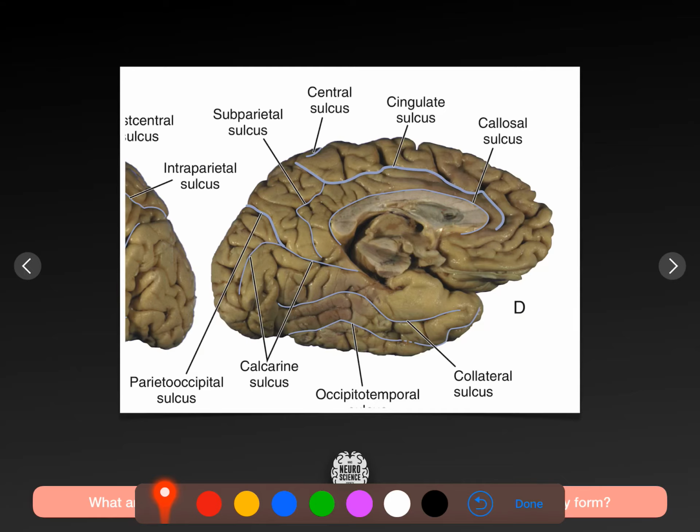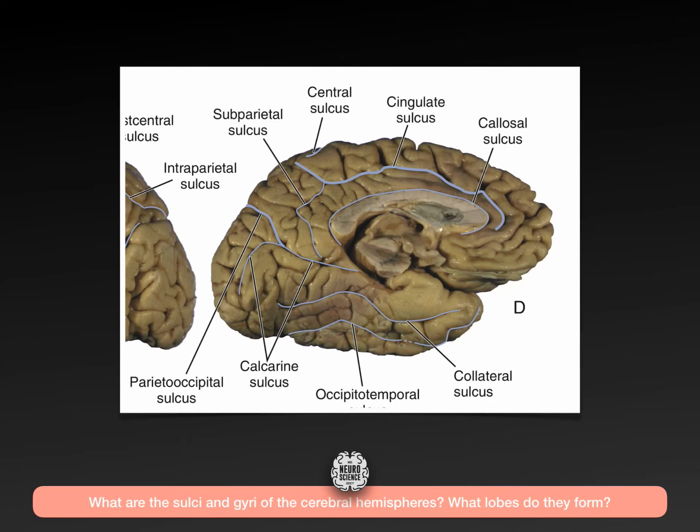Which means that if this is our corpus callosum, then we have our callosal sulcus here. We have our cingulate gyrus here. And then we have the cingulate sulcus. If you follow the cingulate sulcus posteriorly, and I just want you to be thinking of boundaries here, so if this is the cingulate gyrus, it's bordered by the callosal sulcus and the cingulate sulcus. The cingulate sulcus does not connect to the central sulcus, but it does connect to the subparietal, which does usually connect to this calcarine sulcus here. So there's continuation there.